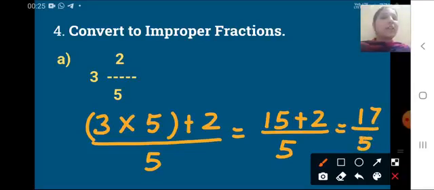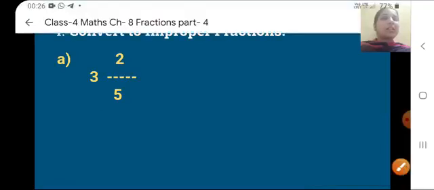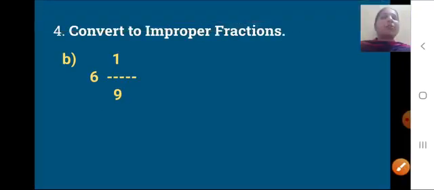Now you can see we have converted this mixed fraction to improper fraction. So what answer did we get? Yes, 17 upon 5. Now let's see the next question. Question number B is 6 whole 1 upon 9. And similarly we have to convert it into improper fraction.